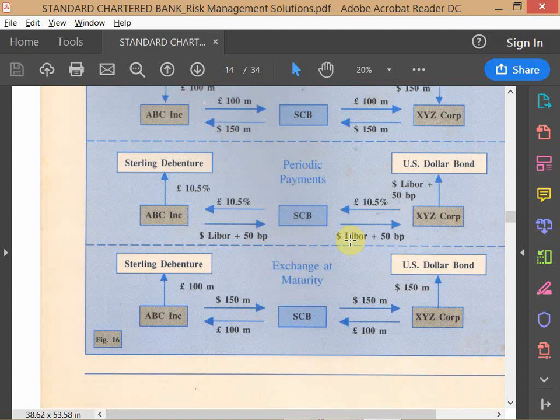Why did they ask for this kind of pricing? Because here they don't really need to. They can just ask for 3-month dollar LIBOR, and then the dollar 50 BP extra will be a fixed rate cost for them, but that will remain in dollars. So they want to completely remove the currency risk.